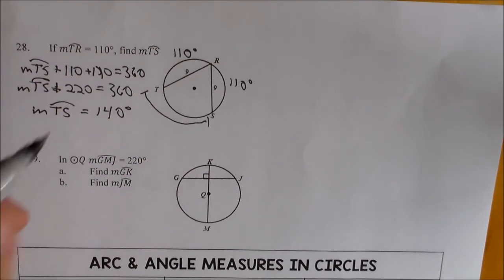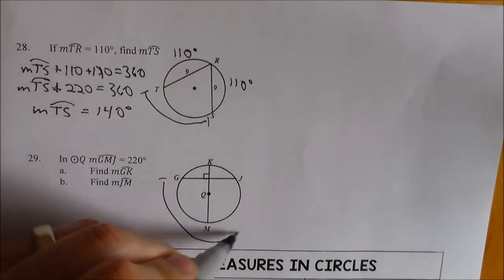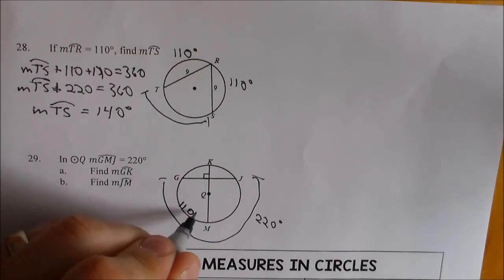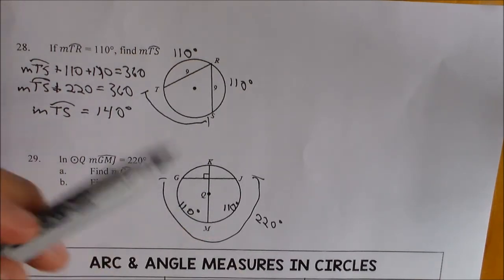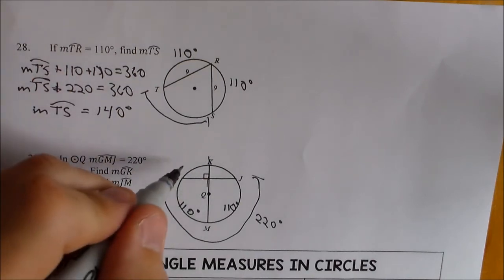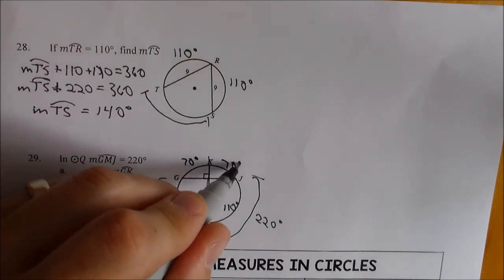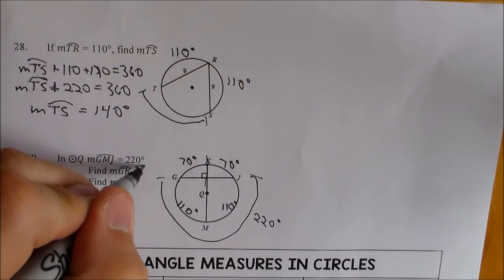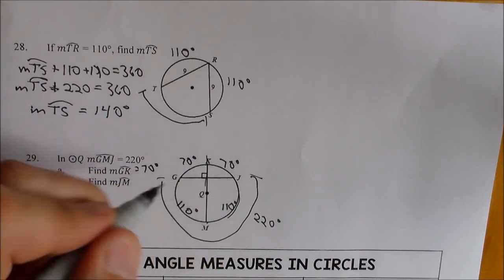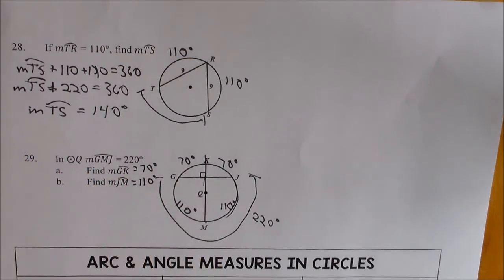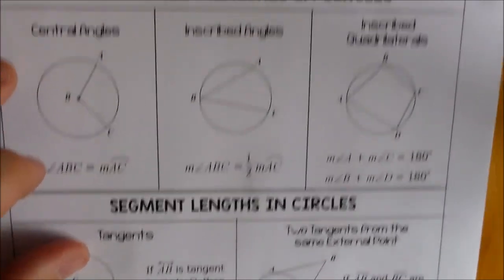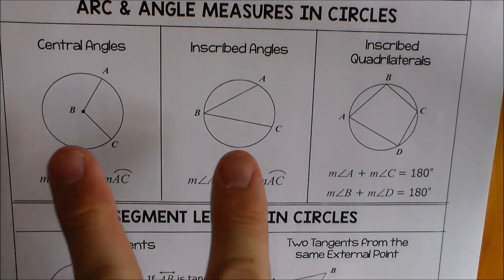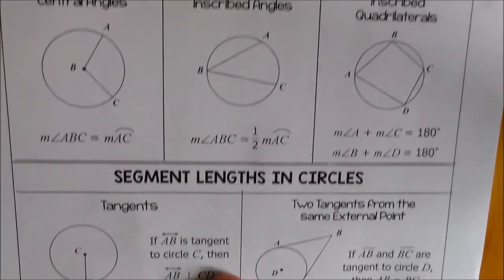For number 29, we know that GMJ, all of that is 220. This is actually bisected, so we each have 110 and 110, but also because KM is a diameter, we get 70 here and 70 here. So by filling these in, it actually helps us. GK is this arc, which is 70 degrees. JM is this arc, which is 110 degrees. Your last part there is all of the rules we have. I would make sure you can identify them and understand the rules between them, especially between central and inscribed, and be able to solve the problems that you have.